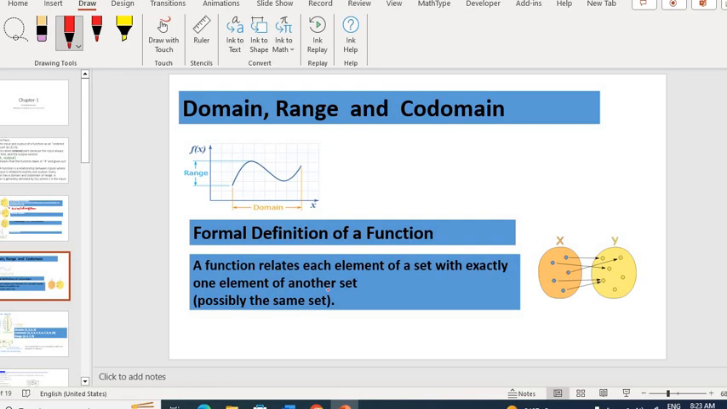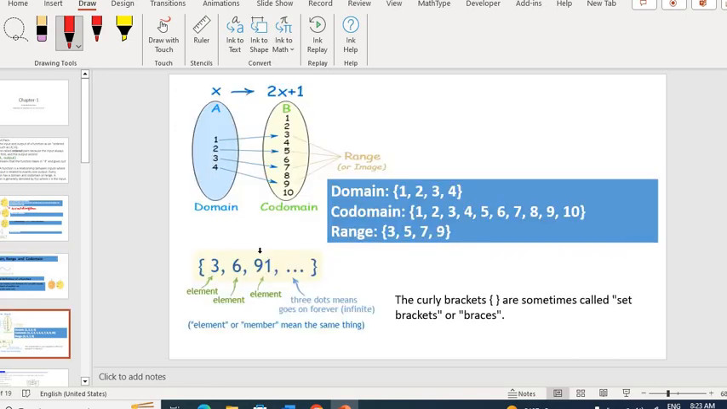Again, I'm just giving you one formal definition of a function. A function relates each element of a set with exactly one element of another set. See that here, the same thing which I explained before. Now, if we are going to discuss the function definition, then in a function generally there are domain, codomain and range. So this is an arrow diagram.